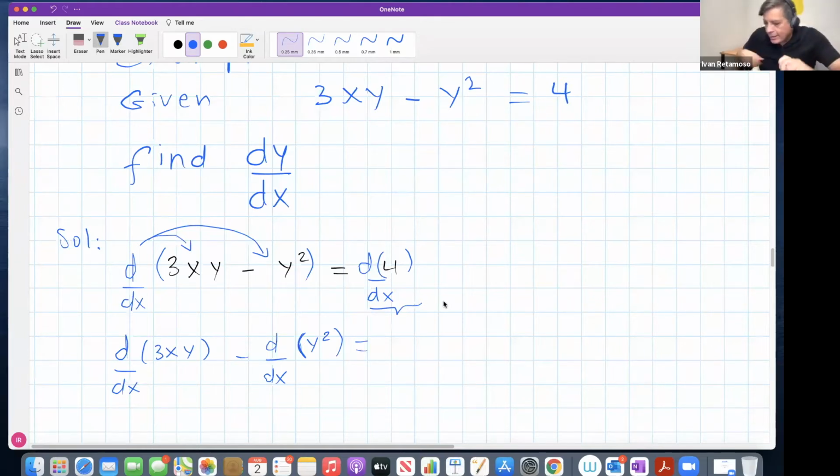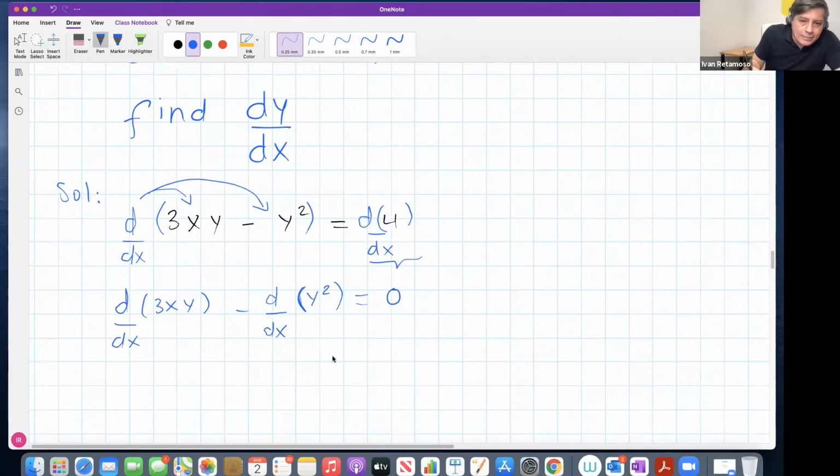Excellent, guys, excellent. I'm glad that you are tuned in. It's very common that in a lot of exercises related to implicit differentiation, this side is a constant, so the derivative is 0. Not always, but most of the time, this is derivative 0.